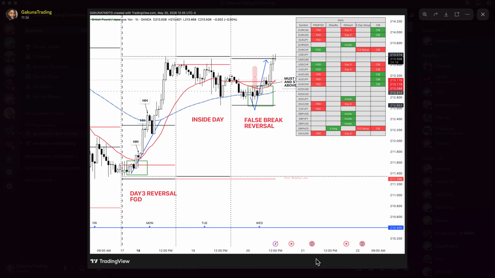Today we'll be talking about entries. A lot of traders have asked, Gakuna, how do you enter? What are the processes involved in finding these good trades?